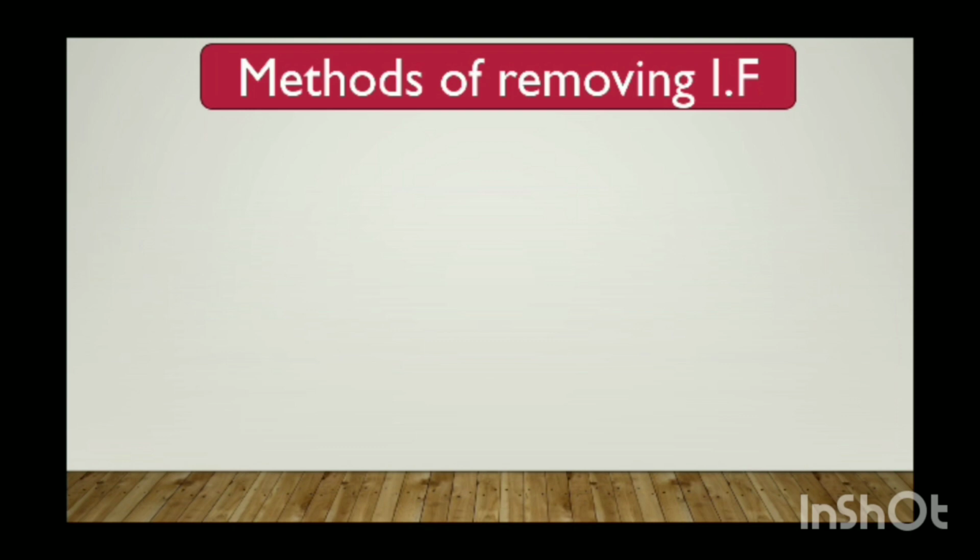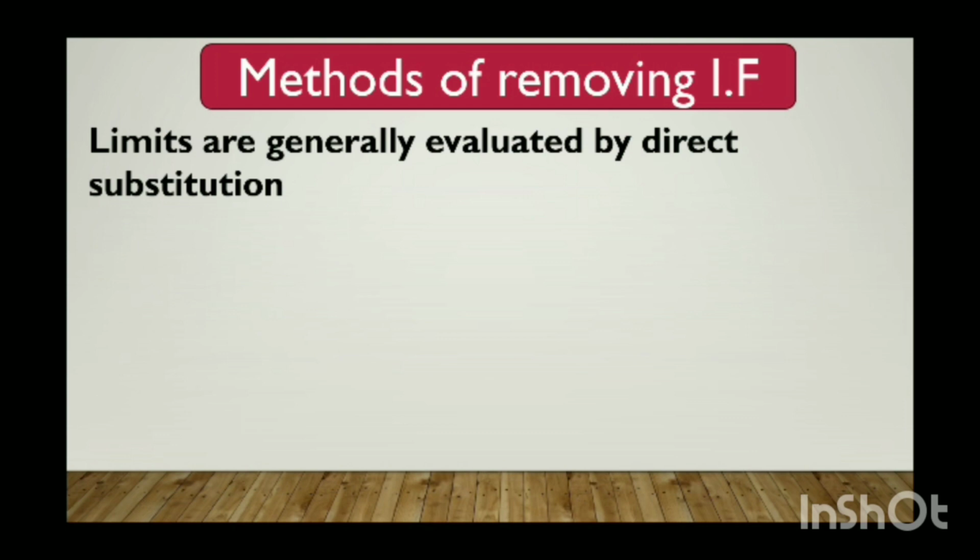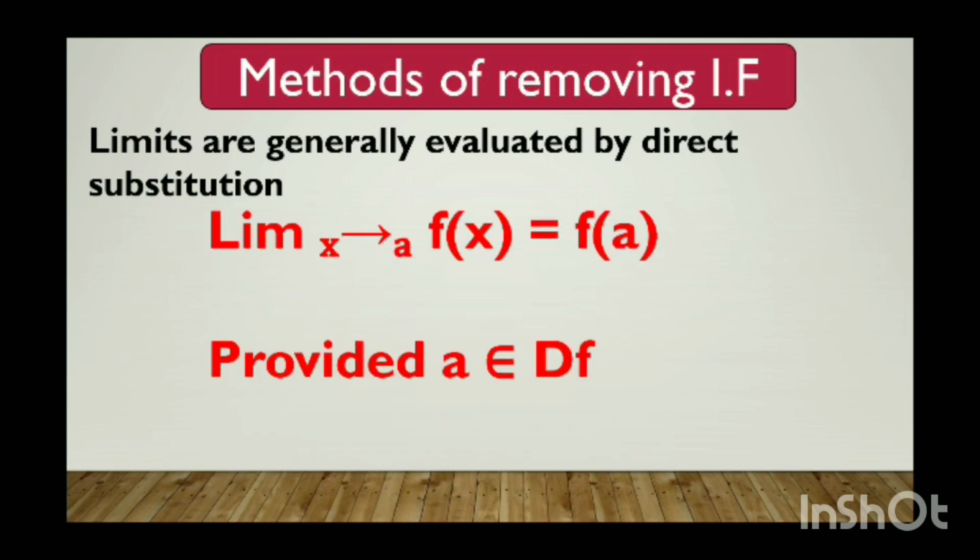We now get here to the method of removing indeterminate form. Sometimes when you evaluate limits, you may get to a point where you have an indeterminate form, and when you get to this indeterminate form, how do you resolve it? Limits are generally evaluated by direct substitution. And what's the meaning of direct substitution?